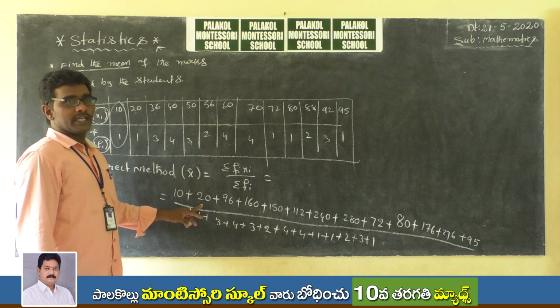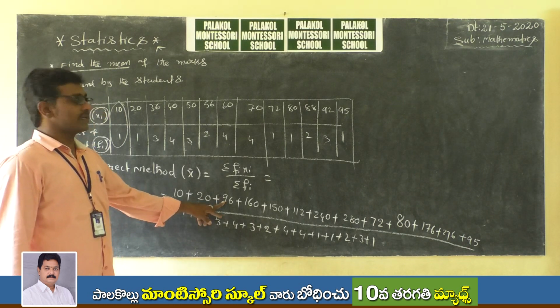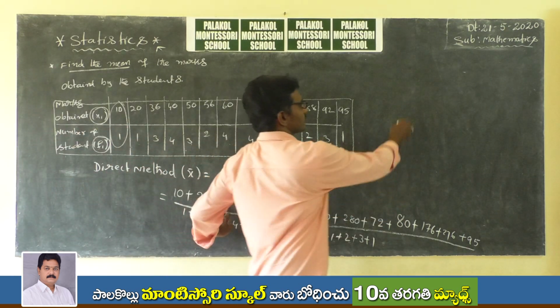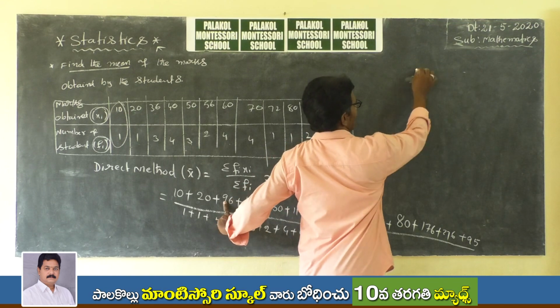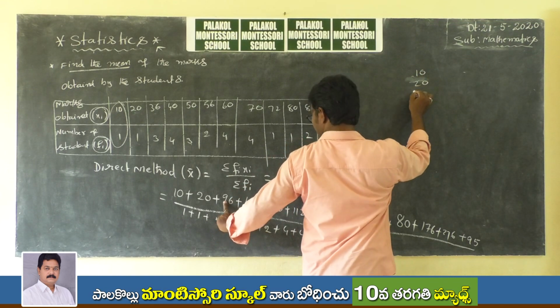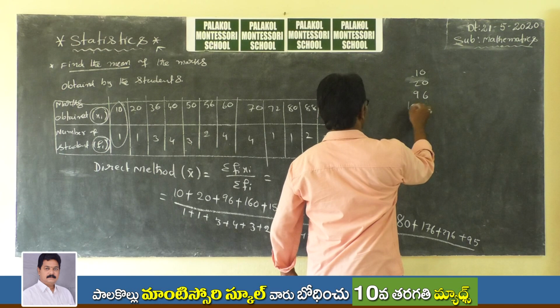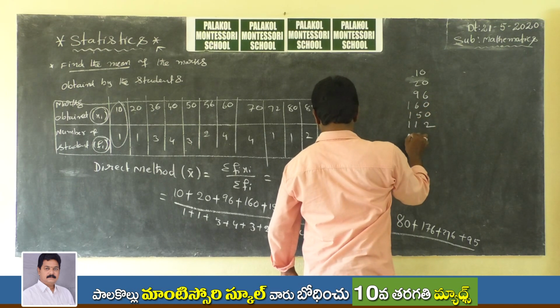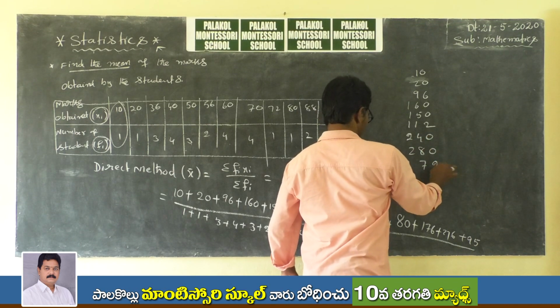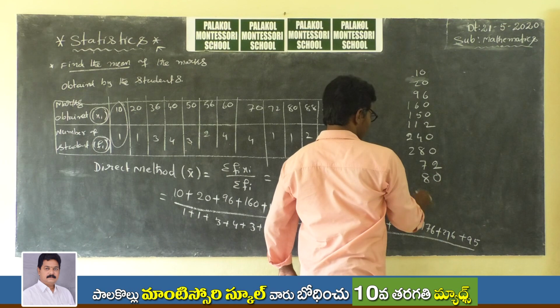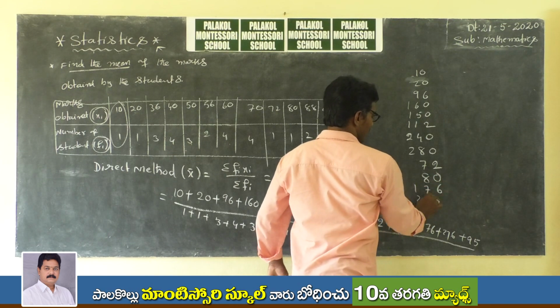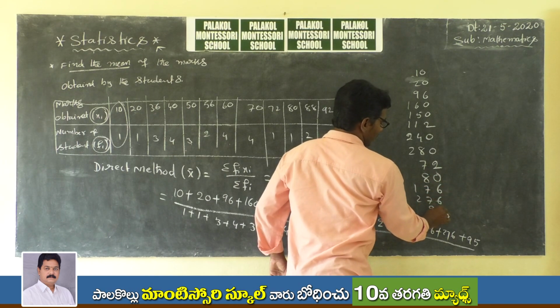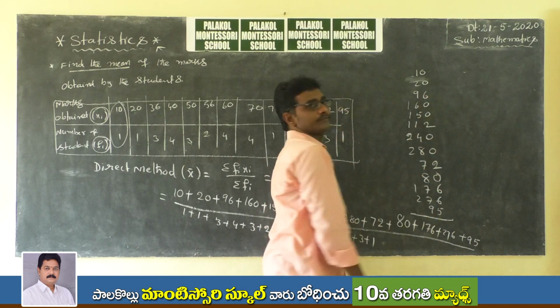10 plus 20, 30. 30 plus 96, 10, 20, 96, 160, 150, 112, 240, 280, 72, 80, 176, 276, 95. These all are the added.